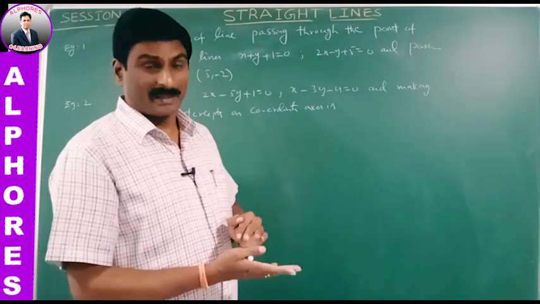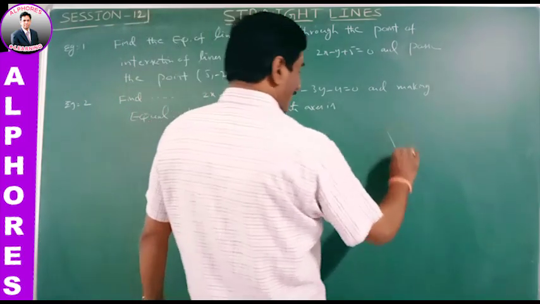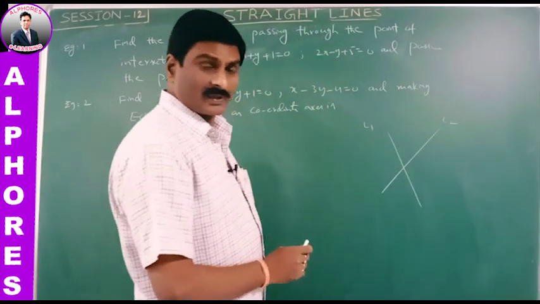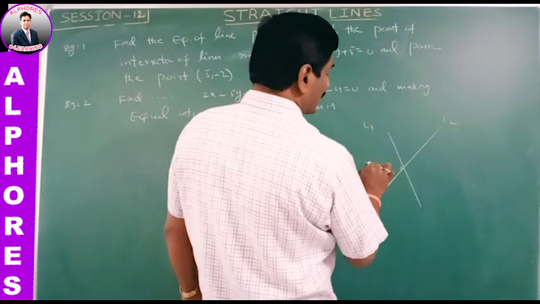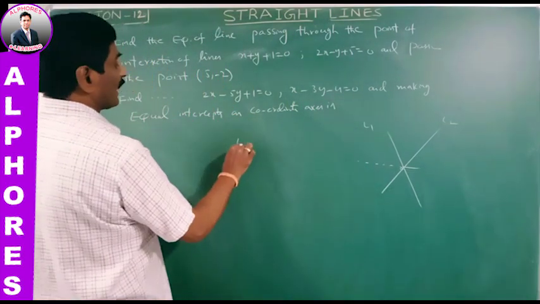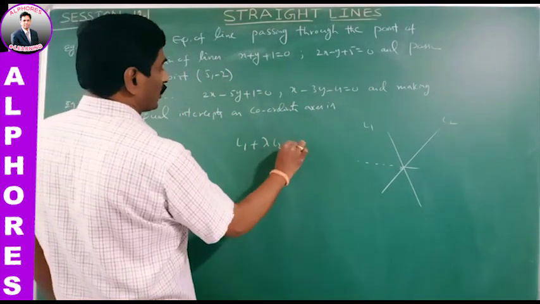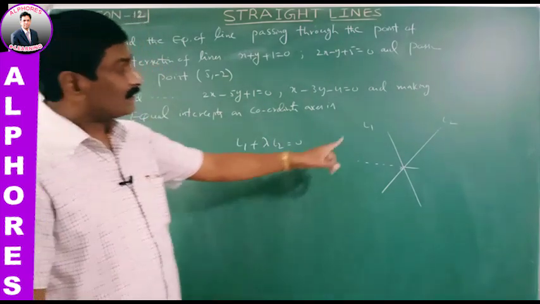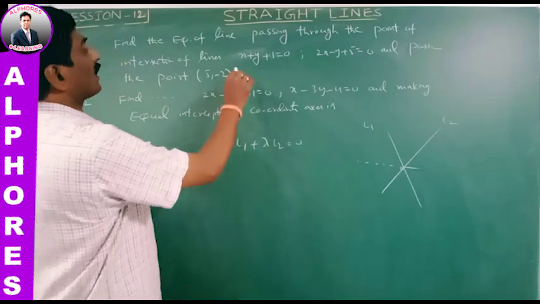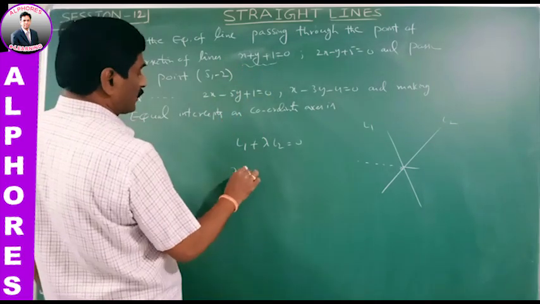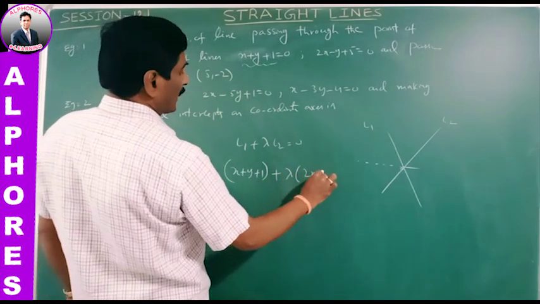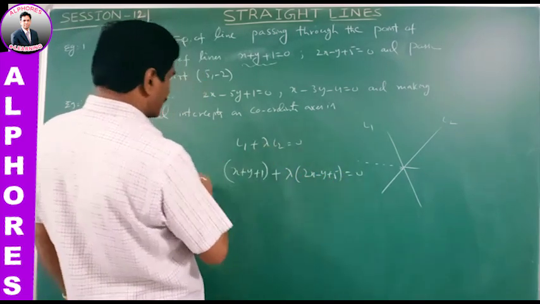Or an alternative method. Suppose the lines L1 is equal to 0, L2 is equal to 0 are intersecting, then the equation of any line passing through this point of intersection is said to be a family of concurrent lines. The general form is L1 plus lambda L2 is equal to 0. Any line passing through this point of intersection is L1 plus lambda L2 is equal to 0. Here what is L1? x plus y plus 1 is equal to 0. That means x plus y plus 1 plus lambda into 2x minus y plus 5 is equal to 0. It is the equation of the required line.